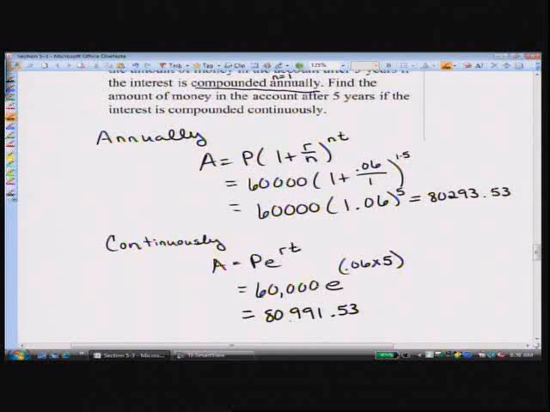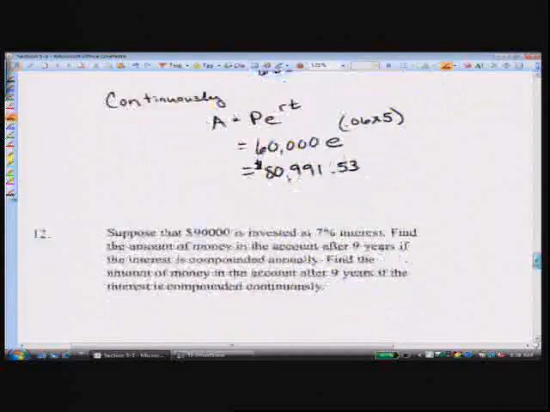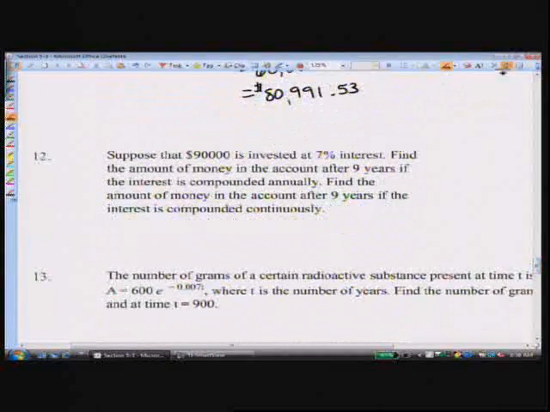Okay, which way would you prefer for the compounding to be? What would you rather? If the bank offered you two deals, which way do you want your interest calculated? Continuous. Yeah, continuously, because it's about $700 more. So, okay, how about the next one?